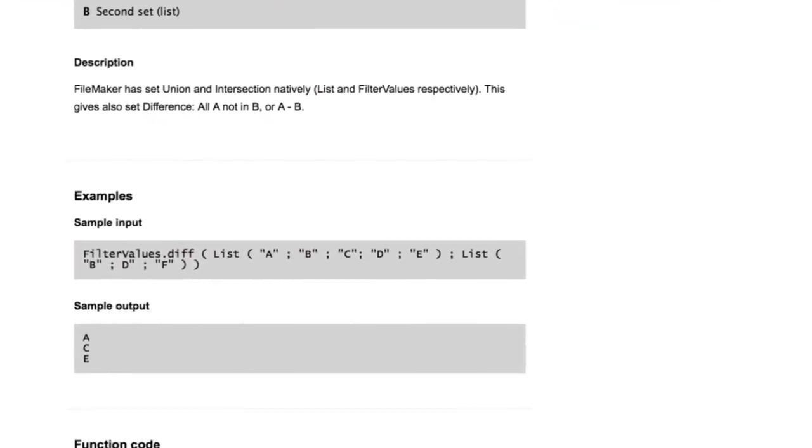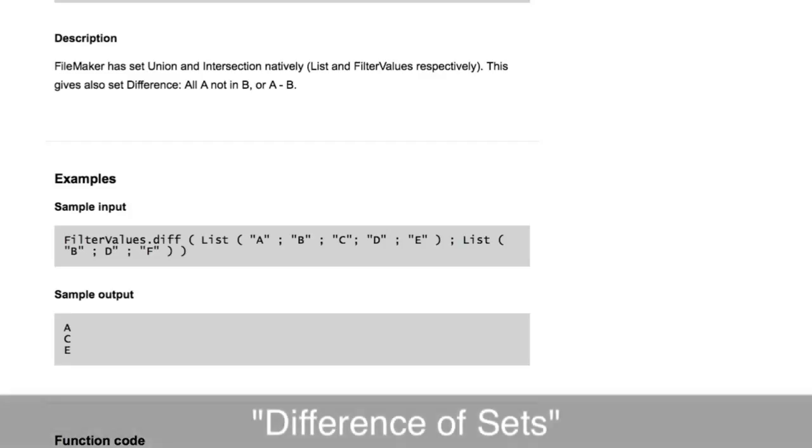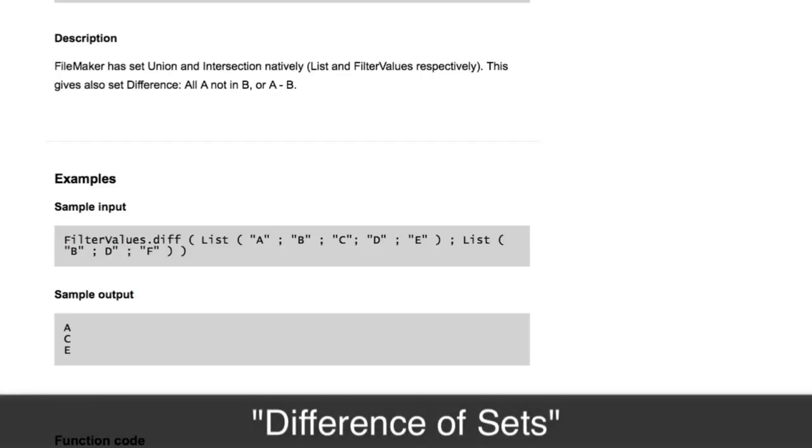So here in our example, the first list is A, B, C, D, E. The second list is B, D, and F. I say, give me back from list A everything that's not in B, and I get back A, C, E. Pretty cool. So kind of like an anti-filter function almost. Yeah, in technical terms, it's the difference of sets. So if you want to look that up on Wikipedia, intersection of sets versus difference of sets. Exactly. Very cool.